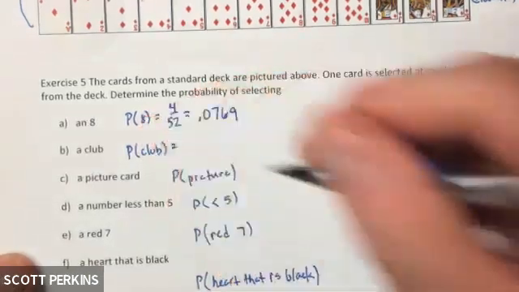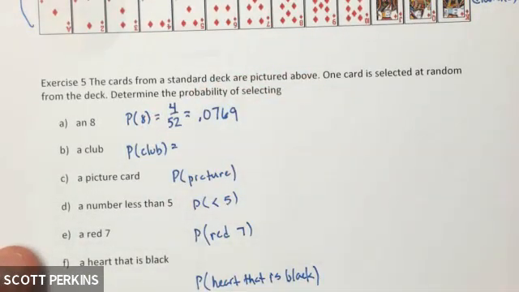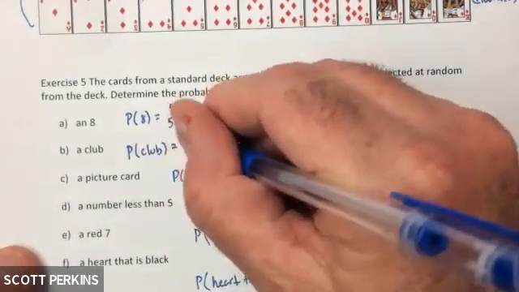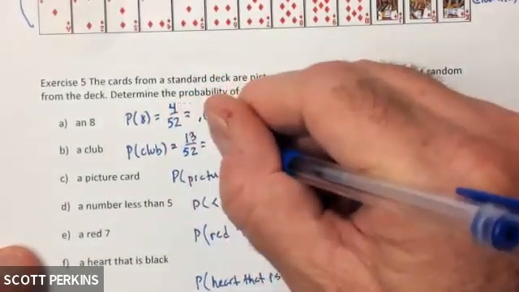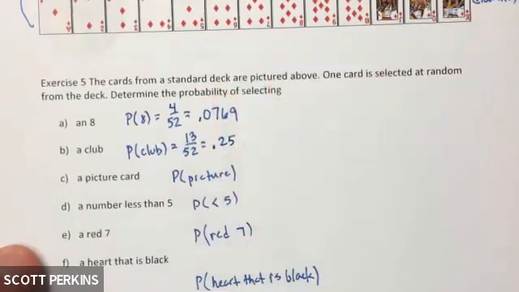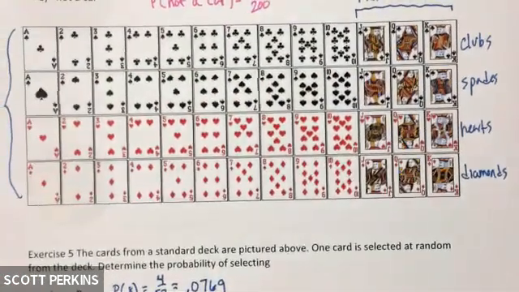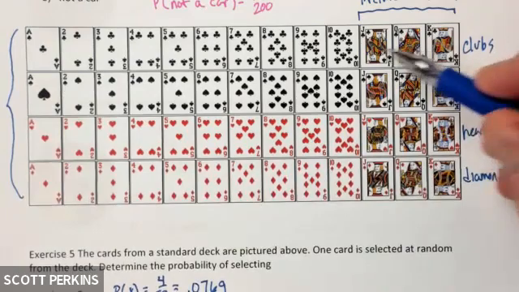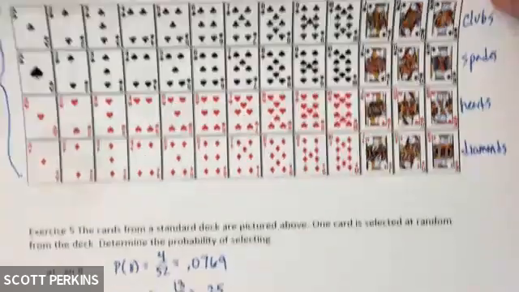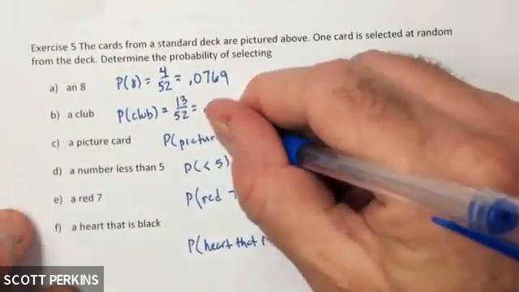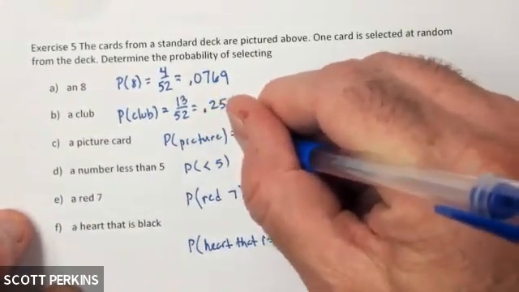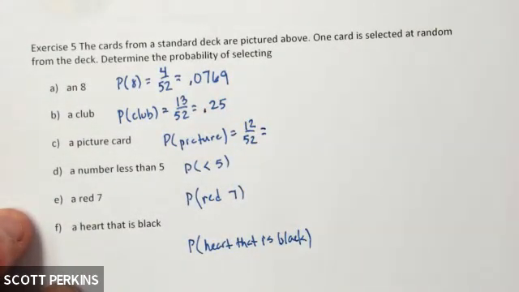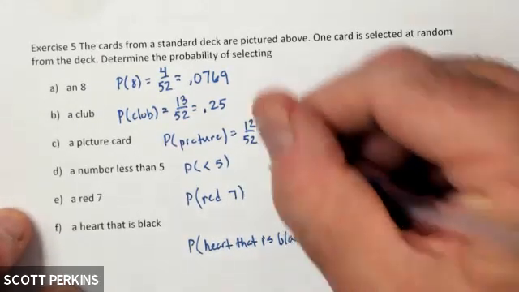The probability of a club. How many clubs do I have in my deck of cards? Okay, there are 13 out of the 52 cards. Fantastic. So that is 1 out of 4 or 0.25. We doing okay? All right, a picture card. When I come up here, when I count, how many picture cards are there in my deck of cards? Yep, they're right here. These 12 right here that are on the end are the picture cards. So there are 12 out of 52. And that'll reduce to 3 out of 13, or the decimal 0.2308.